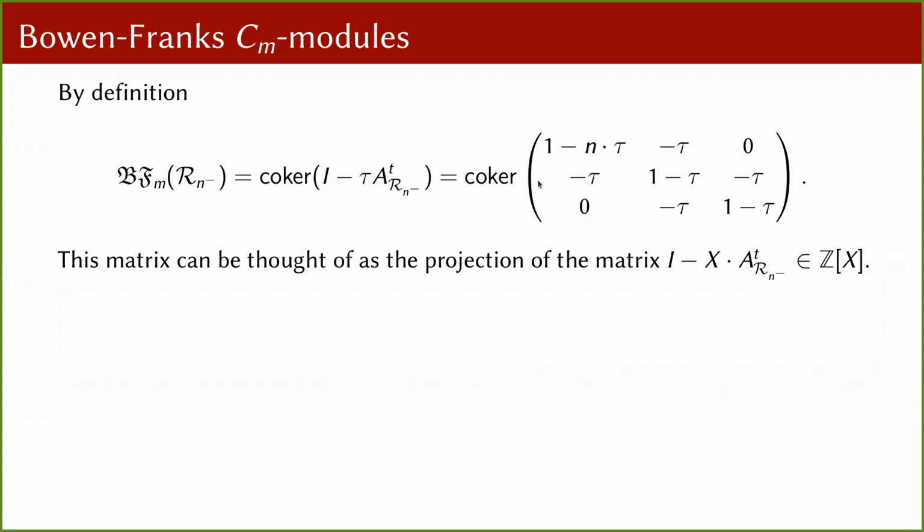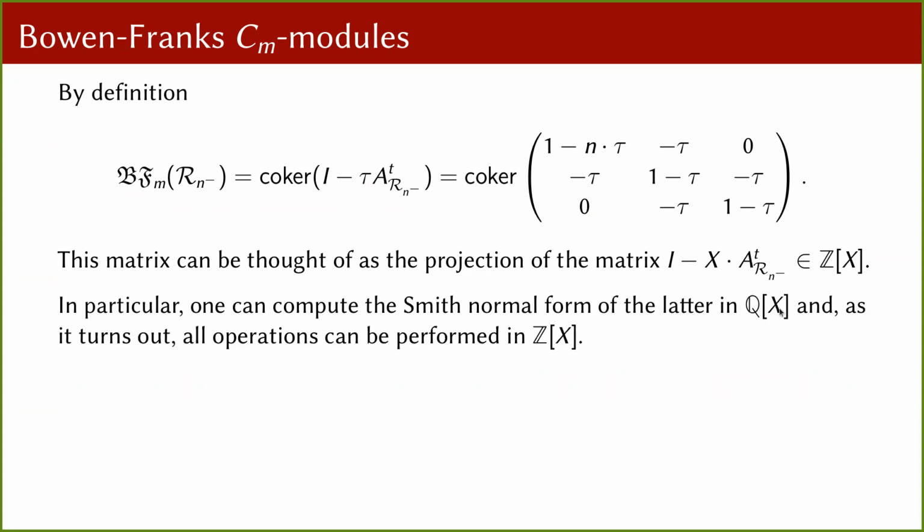And this matrix can now be viewed in the ring Q of x of polynomials with rational coefficients. And since that one is a principal ideal domain, we have a Smith normal form. So up to multiplying by invertible matrices, we can think of this matrix as diagonal. And then what we check is that all those operations can actually be performed in Z of x. So we can do that actually in Z of x. And then by projection, we obtain the same in any group ring of a cyclic group.